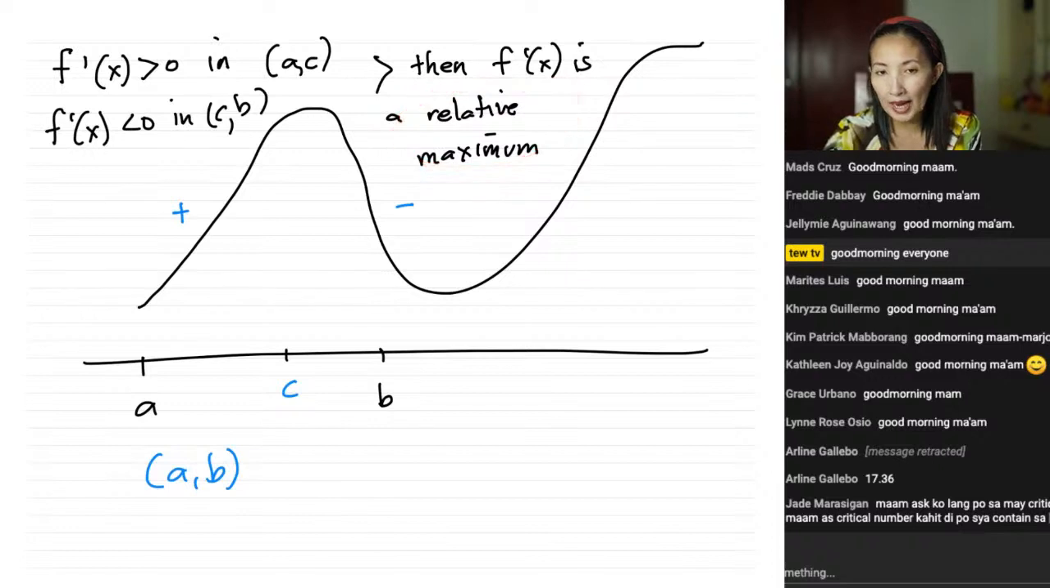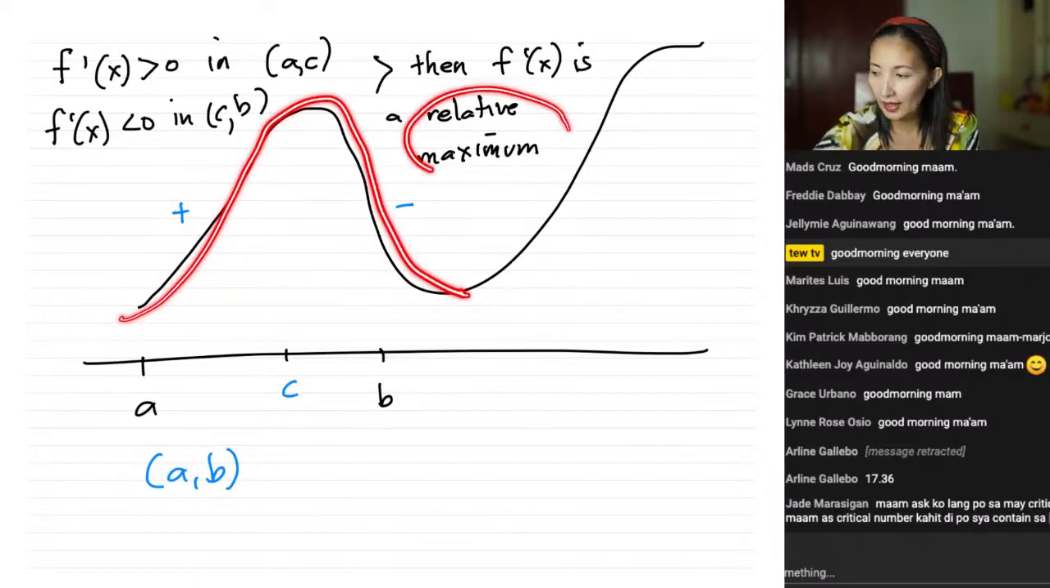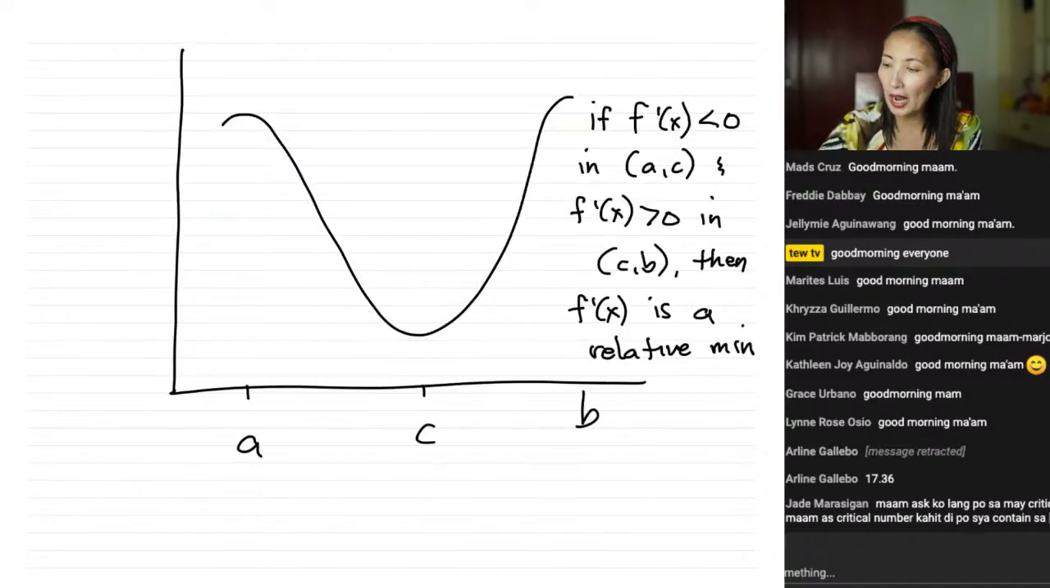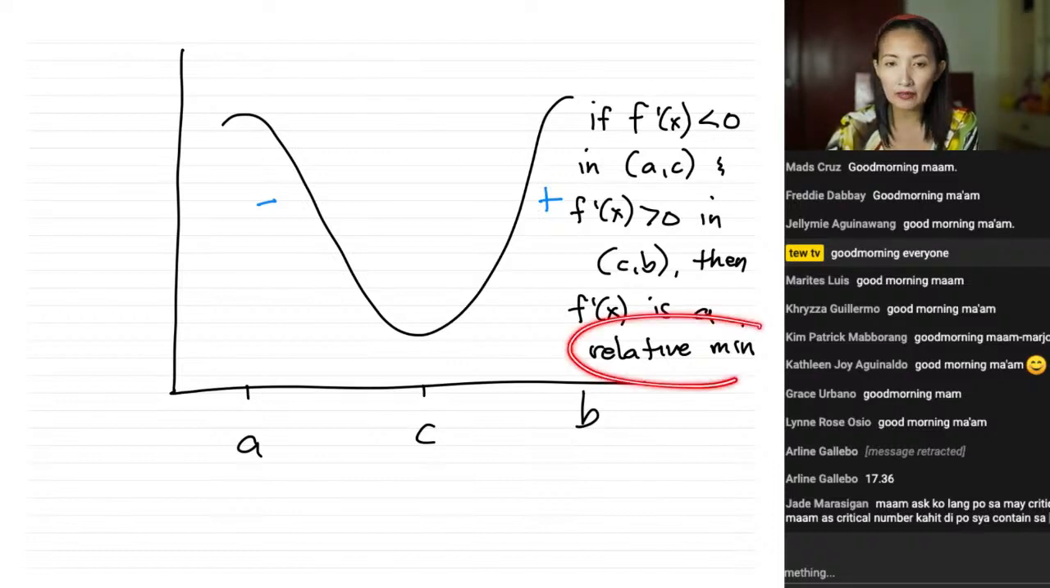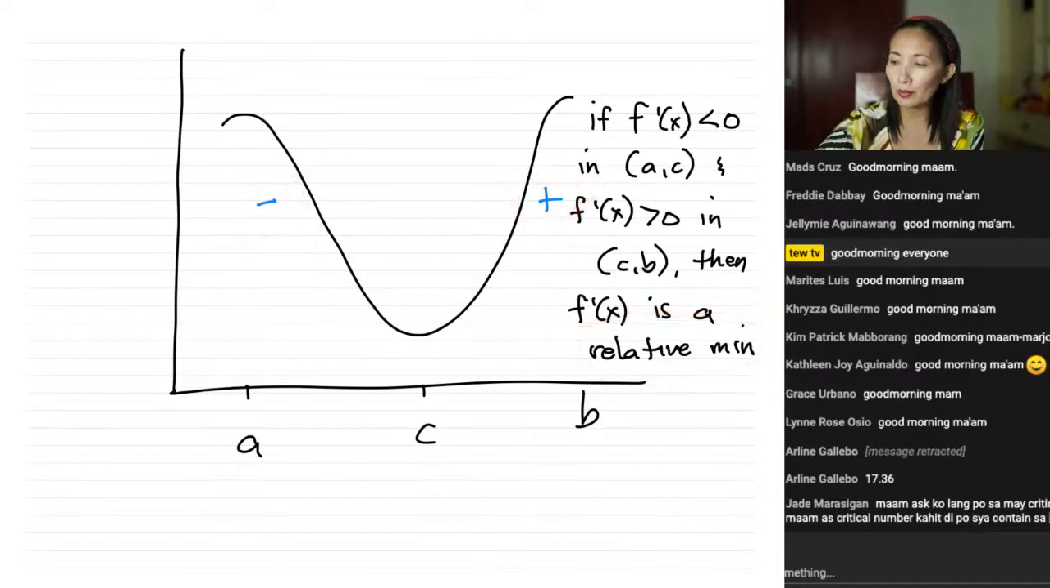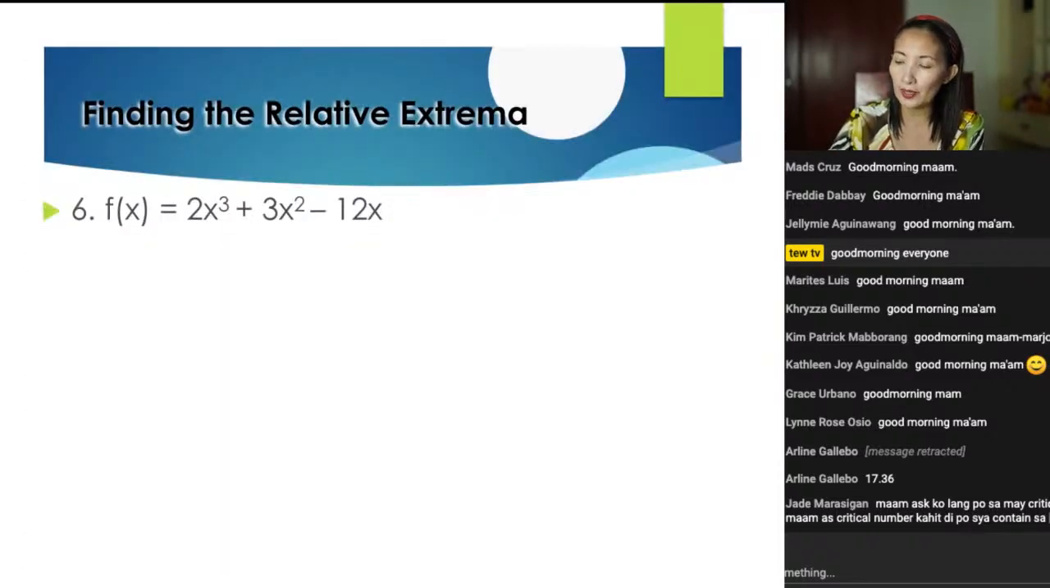From positive to negative, relative max. However, if it is from negative to positive, it's a relative minimum. From negative to positive, it's a relative minimum. Let's illustrate by answering problem number 6.